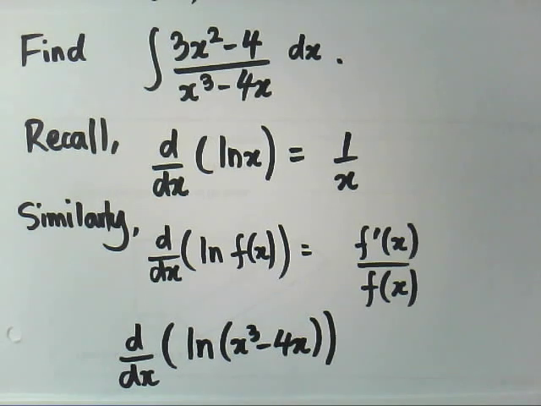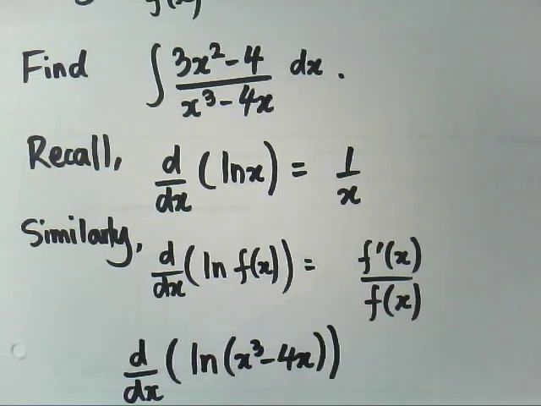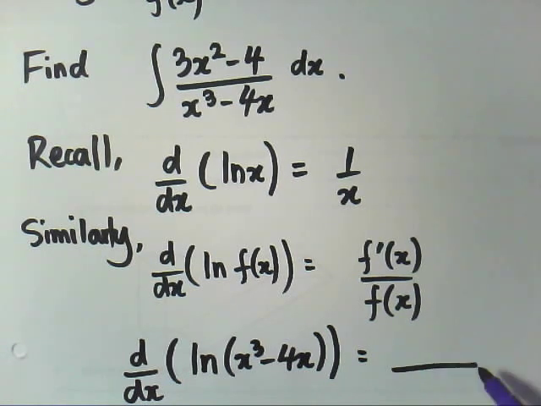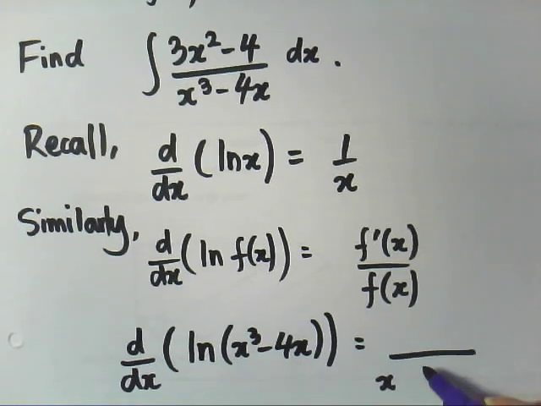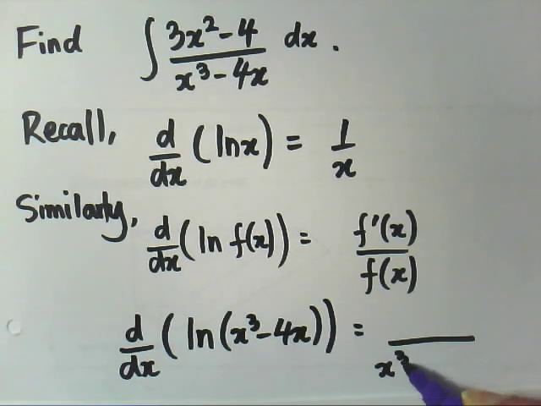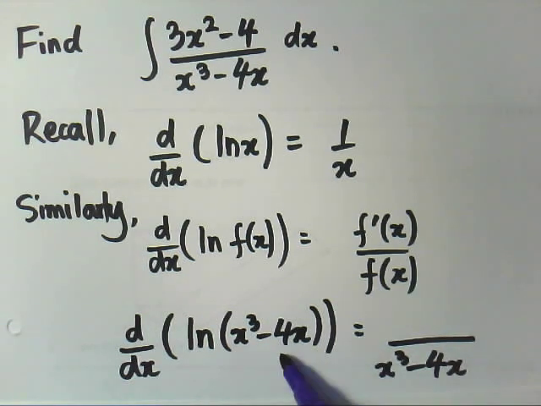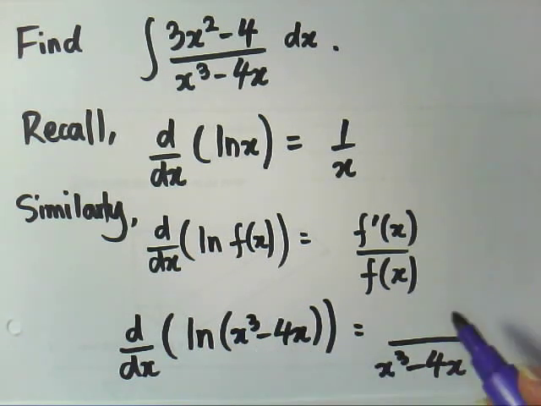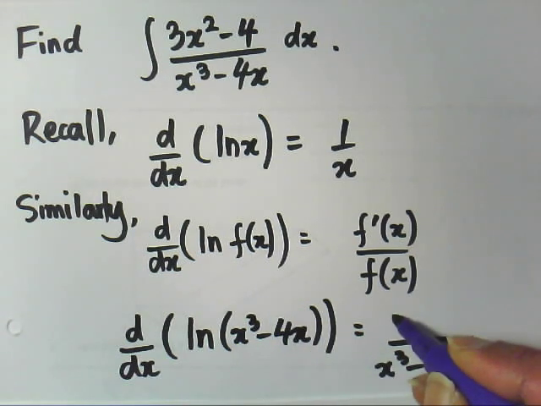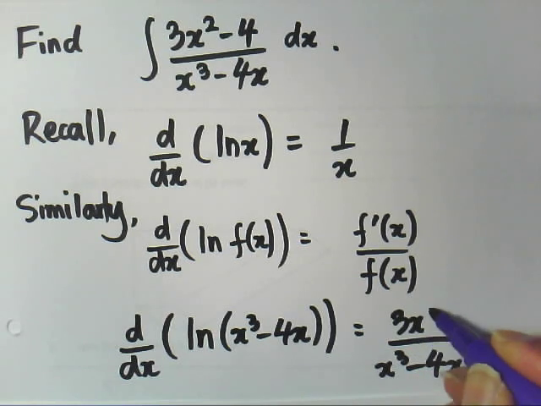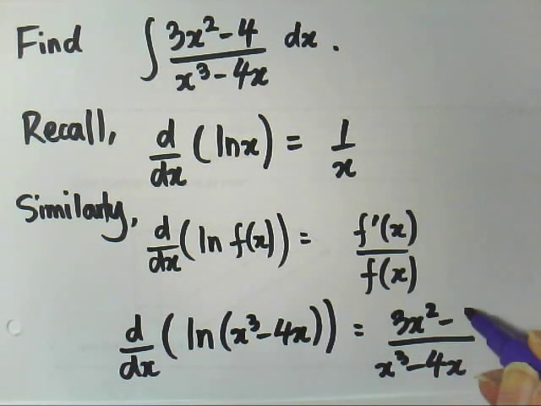Now when we differentiate this, this will become 1 over that function, which happens to be x cubed minus 4x, multiplied by the differentiation of whatever that function happens to be. So in this case, that would be 3x squared minus 4.